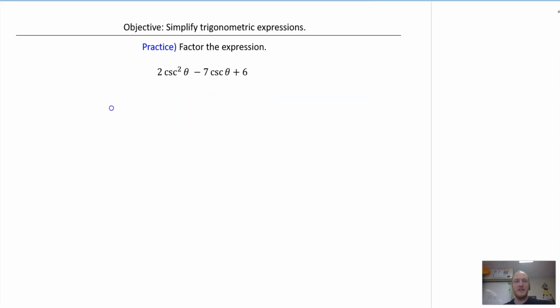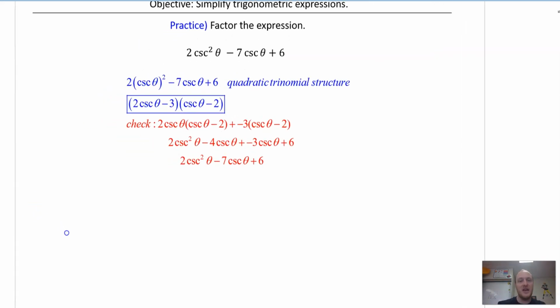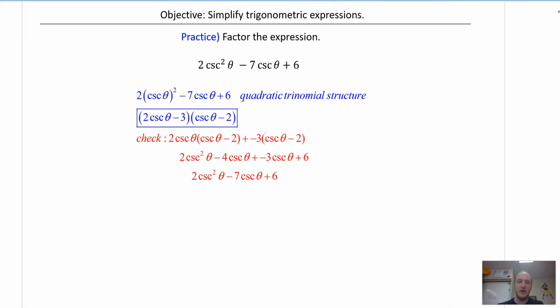All right, here is the next example. Please go ahead and factor this one. Hopefully you saw 2x squared minus 7x plus 6. You can factor it the same kind of way that you would with a regular quadratic trinomial.